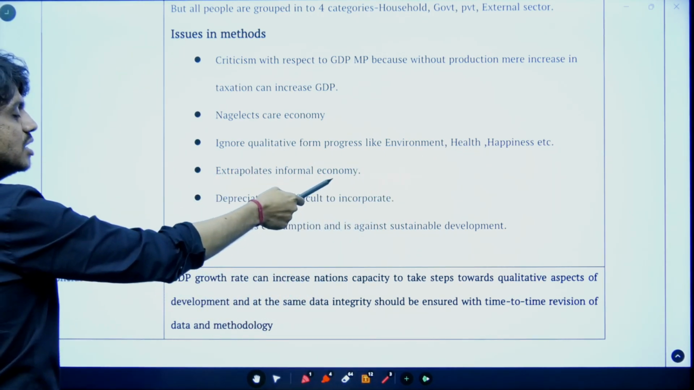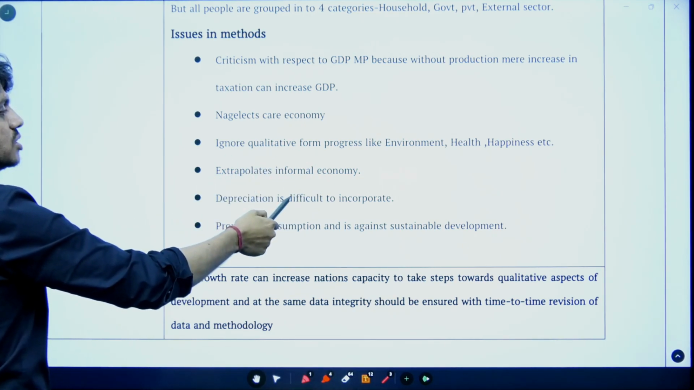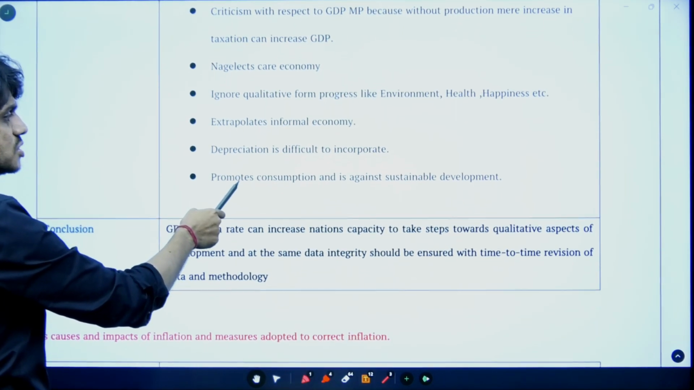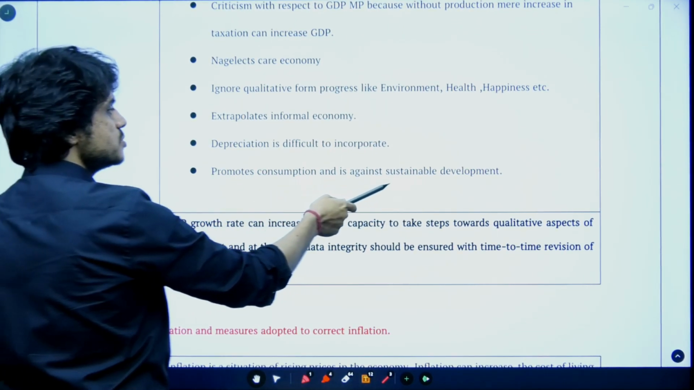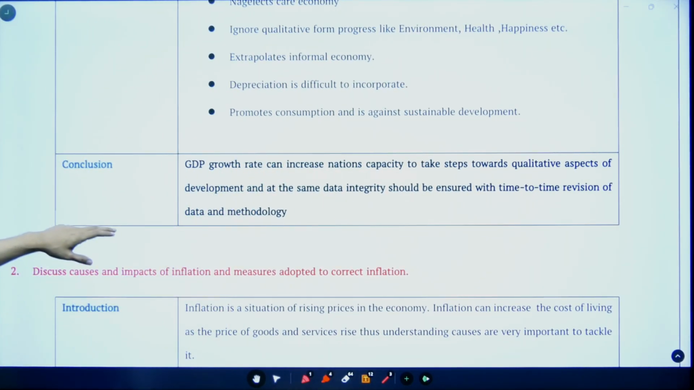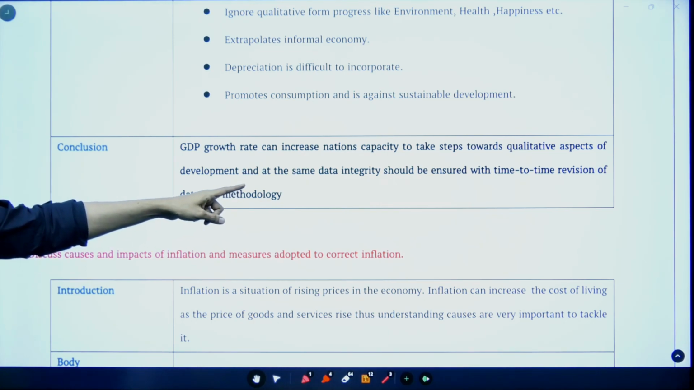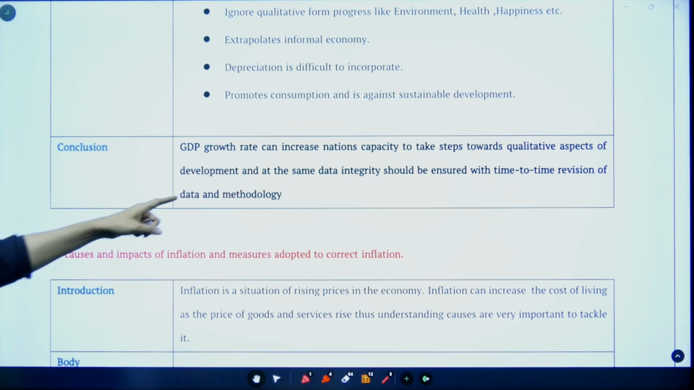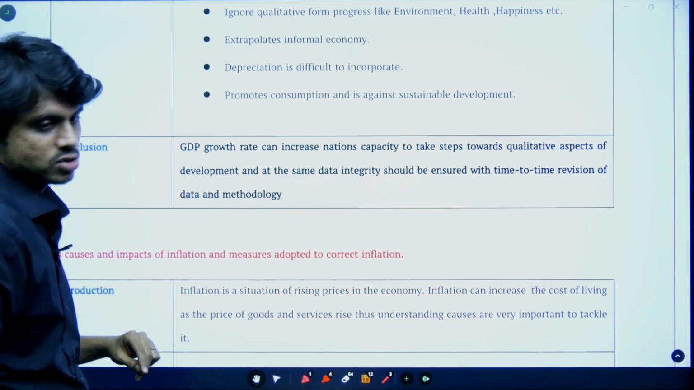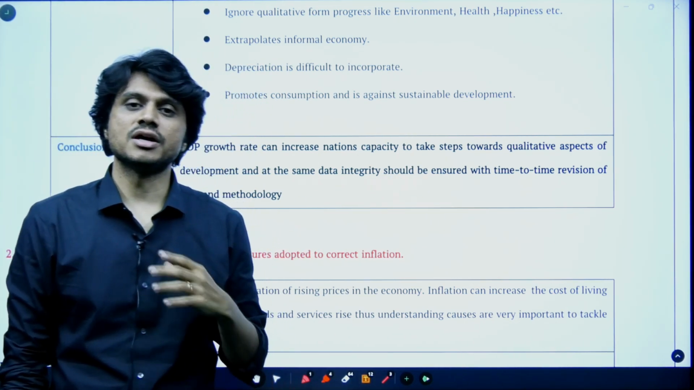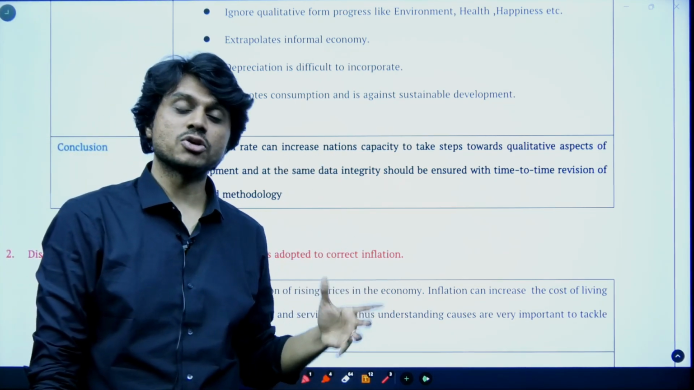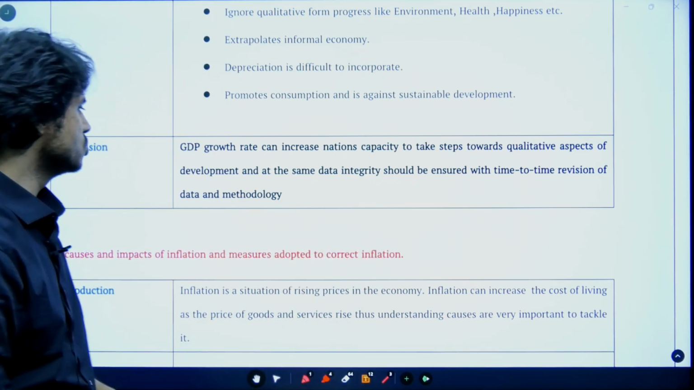For the informal economy, it is generally very difficult to calculate their contribution to the GDP. It is generally extrapolated. The exact value we do not know. And depreciation is also very difficult. And the promotion of consumption is against sustainable development. That's how GDP growth can increase the nation's capacity to take steps towards the qualitative aspects of development, and at the same time data integrity should be ensured with time-to-time revision of the data and methodology. So, is it the right GDP value or not? There should be some kind of data integrity, and the methodology should also be proper. That's what the conclusion is talking about.